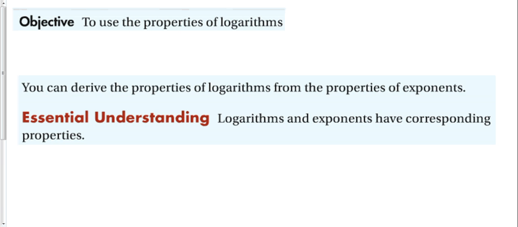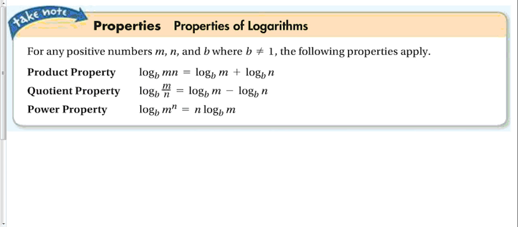And of course, logarithms and exponents have corresponding properties. So let's see what the properties are. For any positive numbers m, n, and b, b cannot be equal to 1, so the base of these logarithms is not 1. The following properties apply. The product property means that if we add two logarithms together, we multiply whatever is inside of them. Or vice versa. If we're multiplying, we can split a logarithm apart by adding them together.